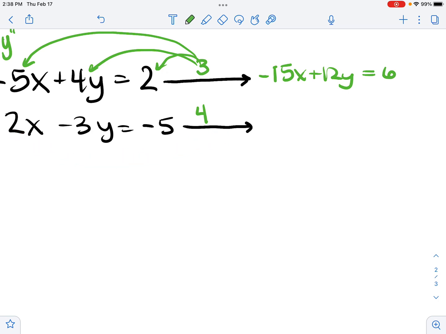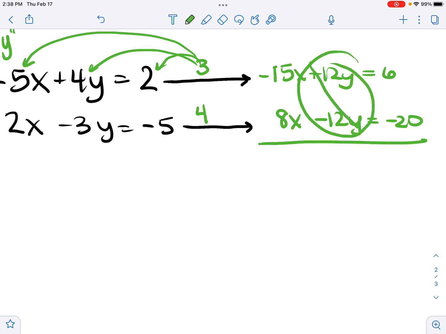If I didn't, I'm just going to go back and fix it. 4 times 2 is 8x. 4 times negative 3 is negative 12y. Negative 5 times 4 is negative 20. The 12s added together make a 0, so I don't need to write those. Negative 15 with 8 is negative 7x. 6 minus 20 is negative 14. Divide both sides by negative 7, and x equals 2.